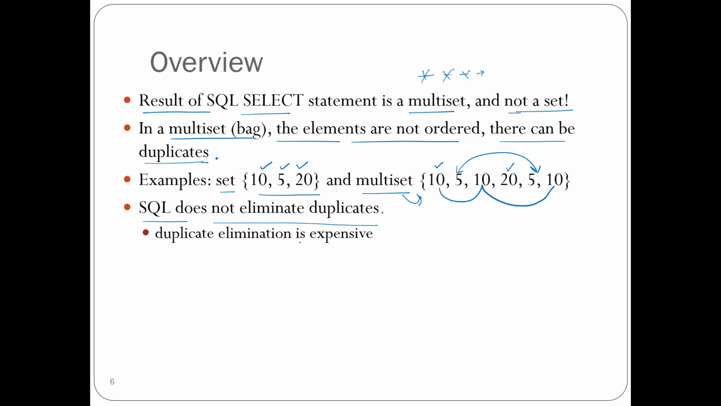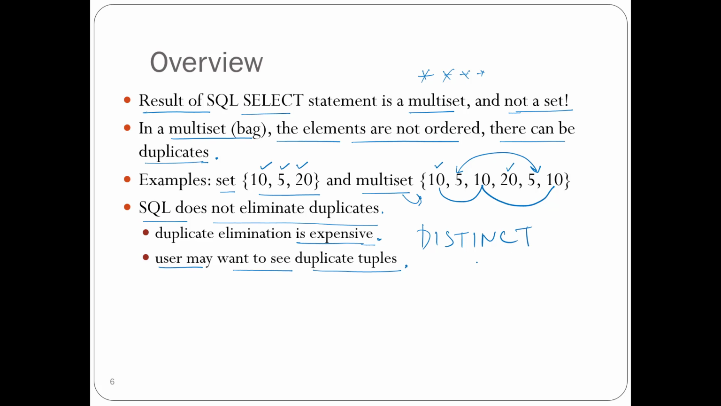Why? First of all, it is an expensive process, so why do it if that is not always required? That's the message. Duplicate elimination is expensive, and the other interesting thing is that the user may want to see duplicate tuples. So SQL will not remove the duplicates, and if the user wants unique tuples, there's a keyword that the user will have to use, which is distinct. We'll learn about that. So by default the duplicates are not removed, first because it is an expensive process, and second because we may need those duplicates. There is a keyword distinct which we can use to enforce the uniqueness of the tuples.